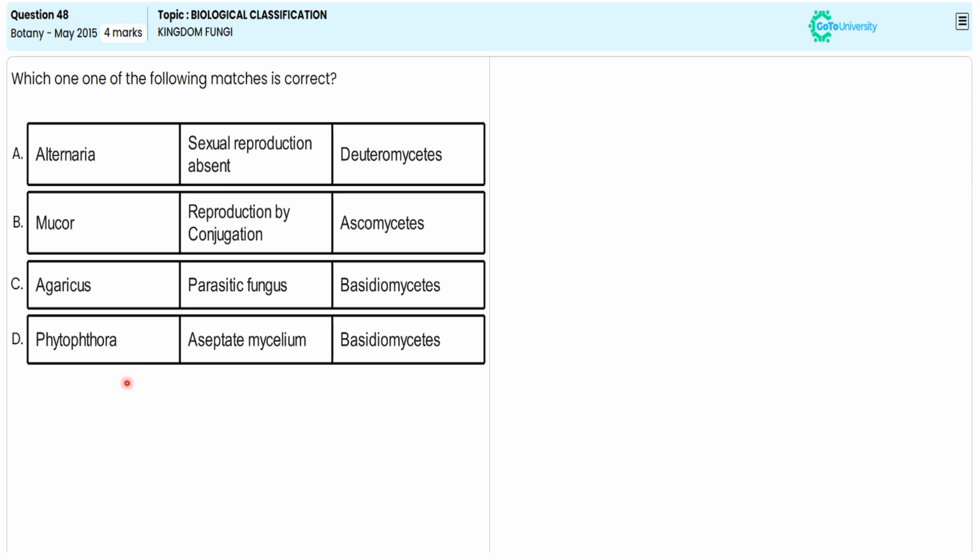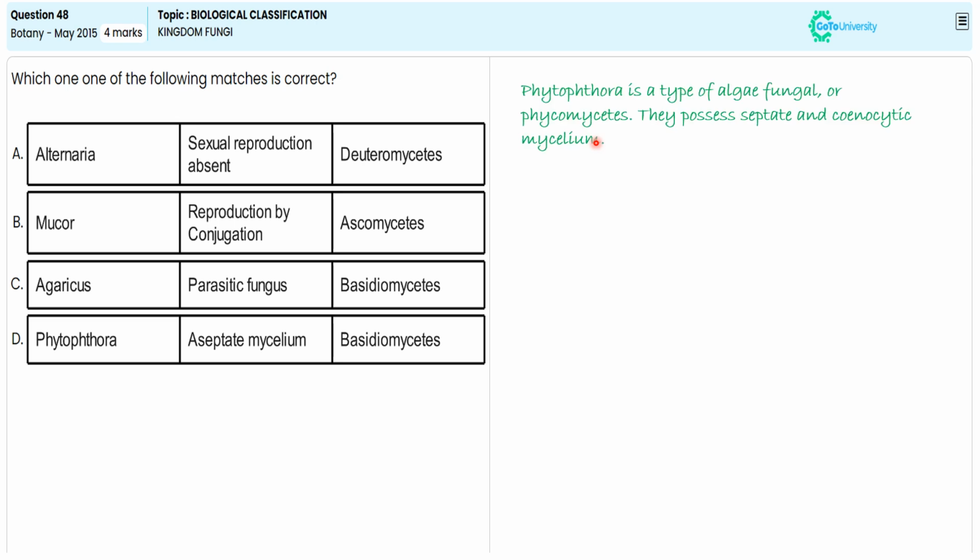Why? Because Phytophthora is a type of algal fungus or Phycomycetes. They possess aseptate and coenocytic mycelium. That is the reason why we are avoiding option D. Why are we avoiding option C?